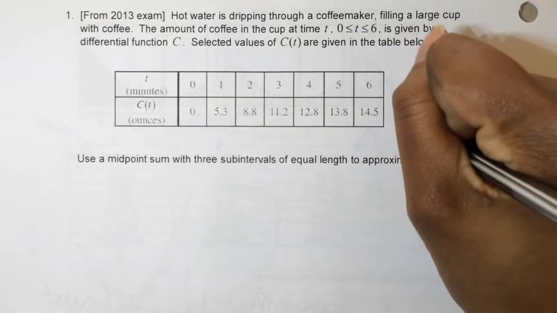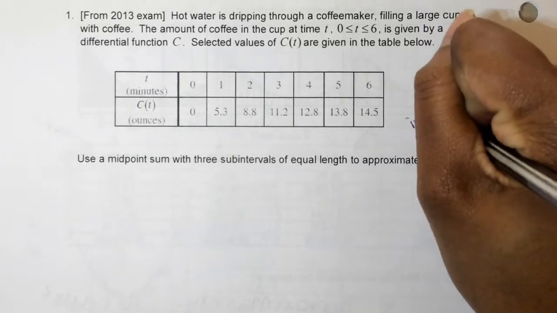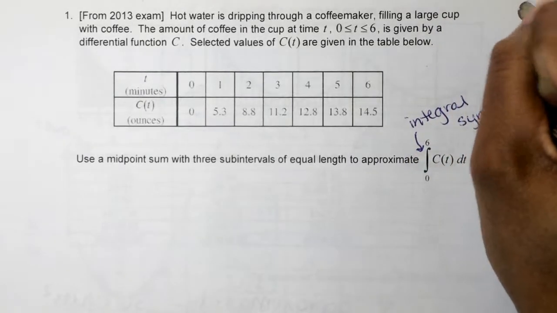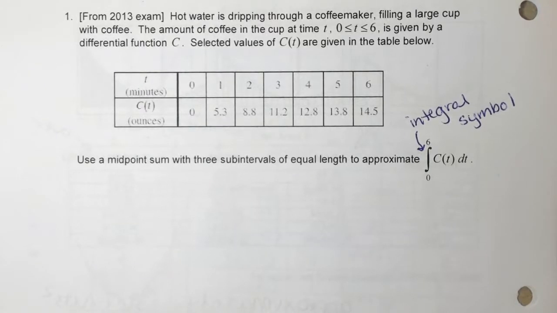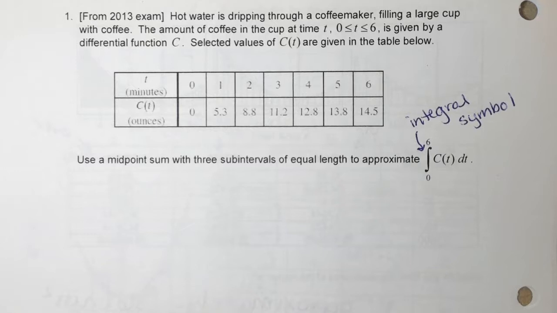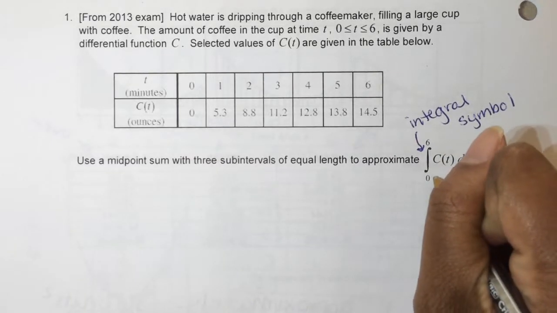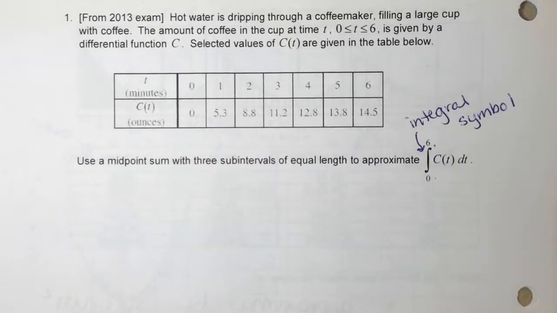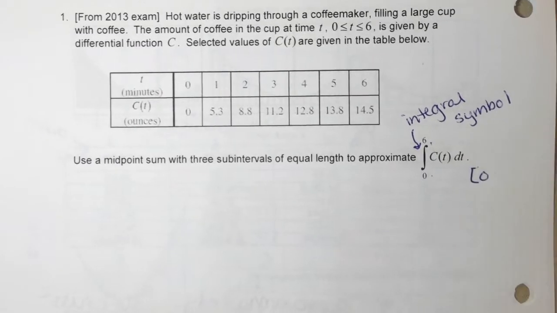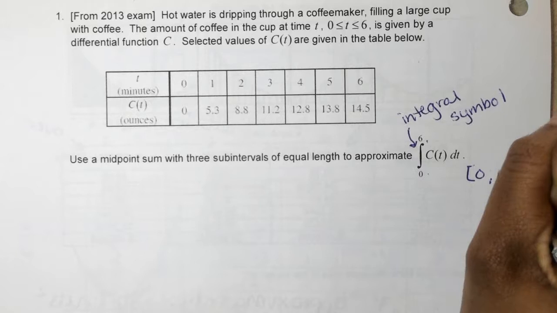So this symbol is called the integral symbol. In this case, we're looking to find what that area under the curve would be from when x is 0 to when x is 6. So our interval goes from 0 to 6.